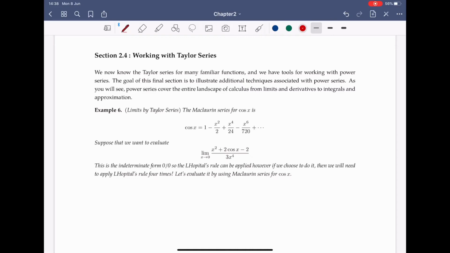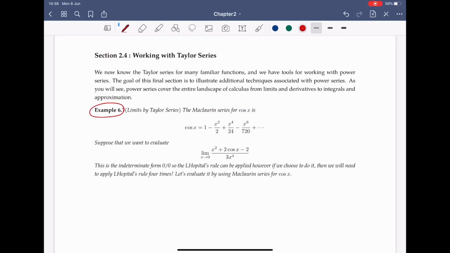Alright, in this video we are going to learn section 2.4. This is the last clip for chapter 2. For this section we are going to look at some applications of Taylor series, and hopefully after you see this example you will appreciate Taylor series more. Alright, start from example 6.